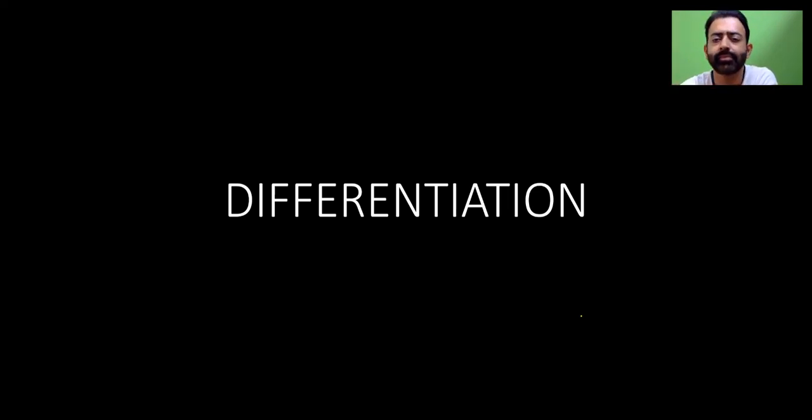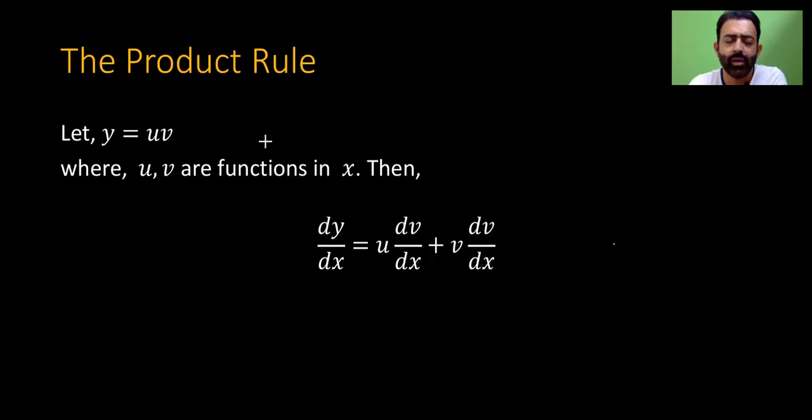Okay. So your first topic in differentiation is the product rule. Let us start. So the product rule says that you have been given a function y, which is a multiplication of two functions given by u and v. Okay, so u is a function of x and v is also a function of x, right? And these two are in multiplication.